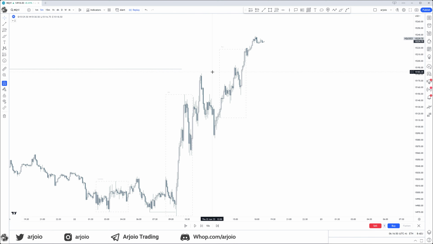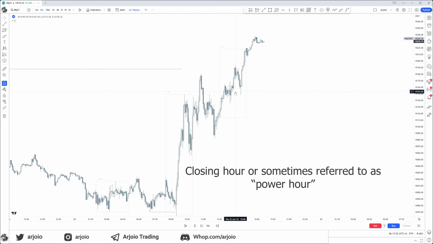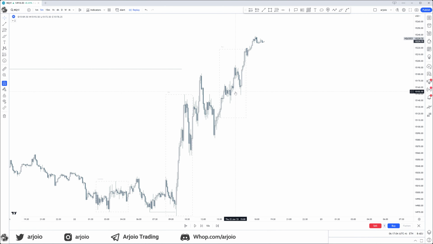And for the PM session, can you notice where a lot of the volatility comes into the market? Closing hour. Closing hour, or sometimes referred to as power hour, from 3 p.m. until 4 p.m. That is your bonds closing hour. Right there you have a lot of volatility coming into the market because price needs to get to that objective quick for that day. It still has 1 hour to do something. It needs to do it quick right now. So that is where also a lot of volatility comes into the market.